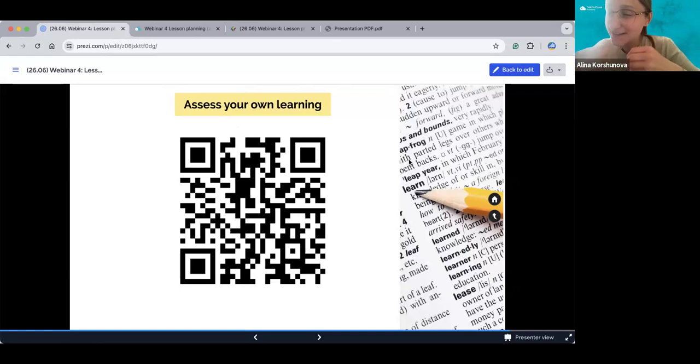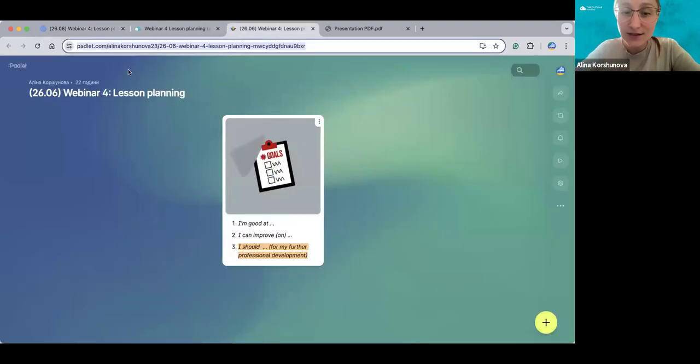Something like assessment as learning: try to assess your own weaknesses, your own strengths, and try to answer the questions: I'm good at, in terms of lesson planning; I can improve on; and I should, for my further professional development. So try to complete these 3 sentences for yourself. You can click on plus here and add your answer, or feel free to text in the chat.